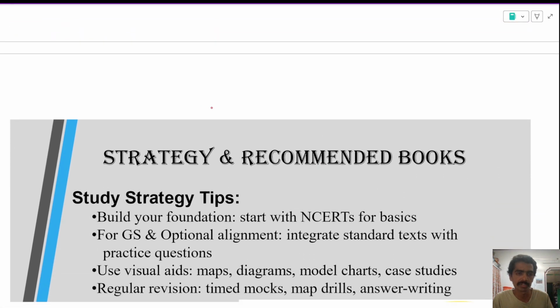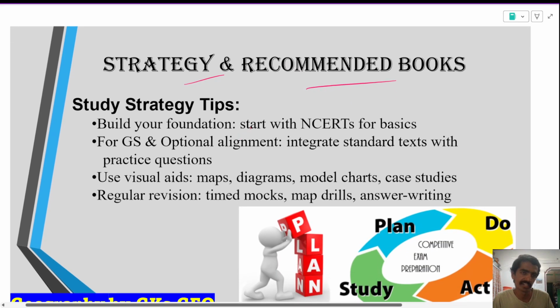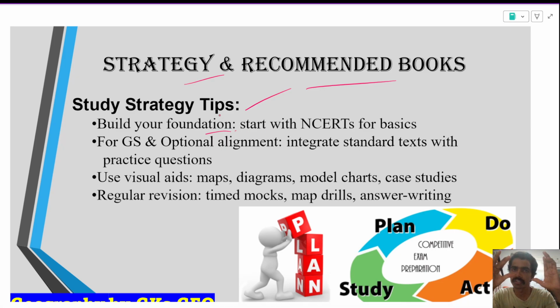Then coming to the strategy and recommended books, the study strategy tip is to build your foundation. If the foundation is particularly good, then the building will be perfectly all right even with disadvantages, like collapsing or some other process. So if the foundation is very good, then the building is perfectly all right. In the same way, start with NCERTs for basics.